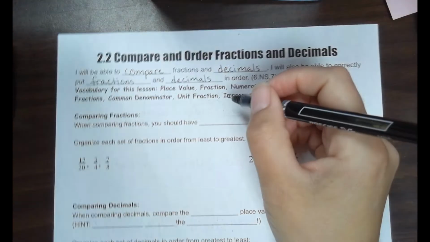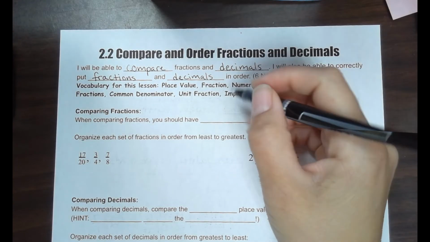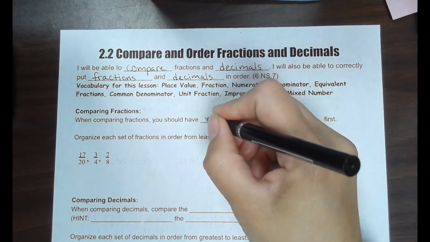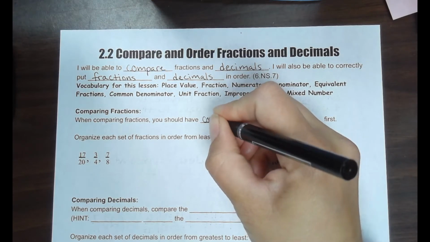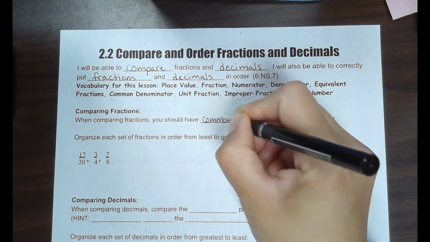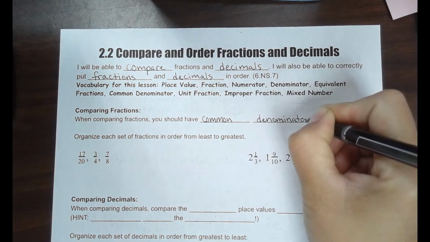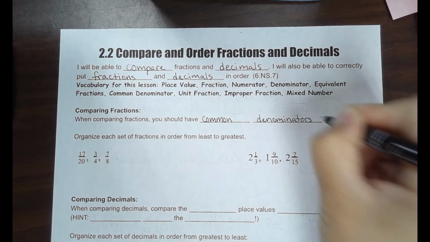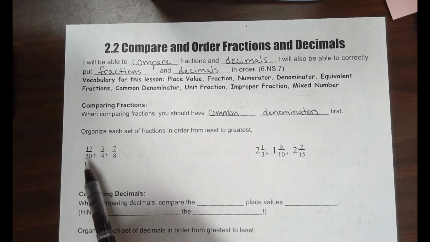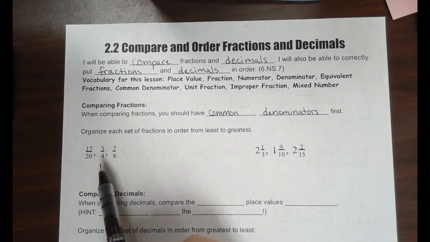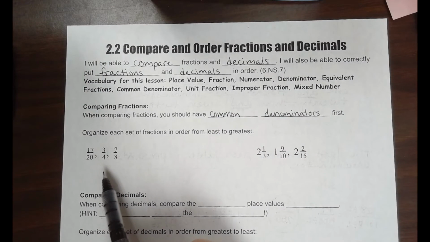All right, so comparing fractions. When comparing, first, common denominators. So, if we're comparing all fractions, we want our denominators to be the same, so that way we can know which one really is bigger or smaller.